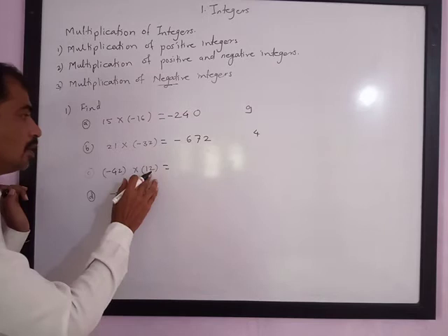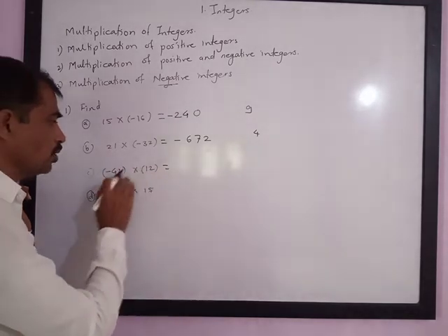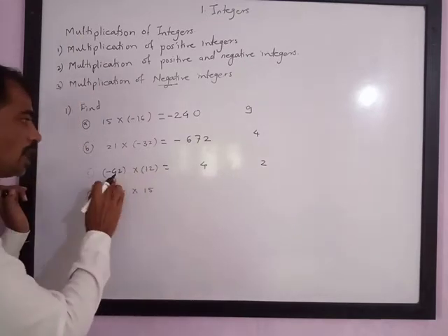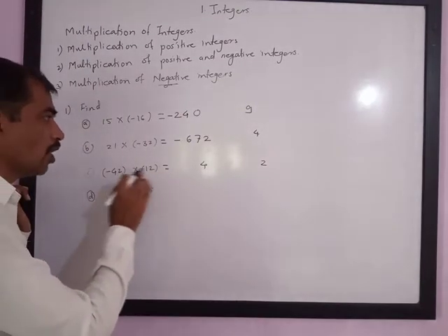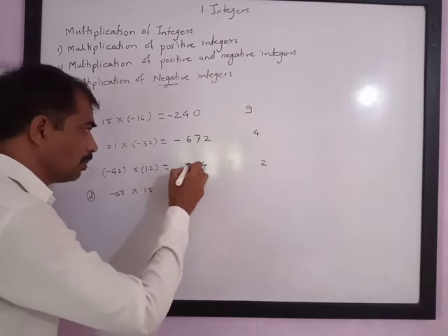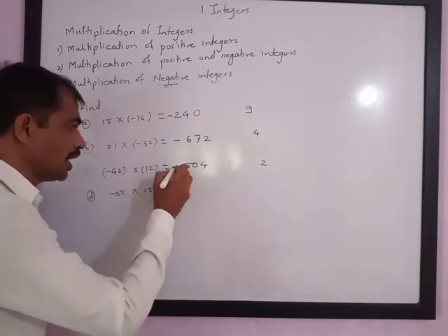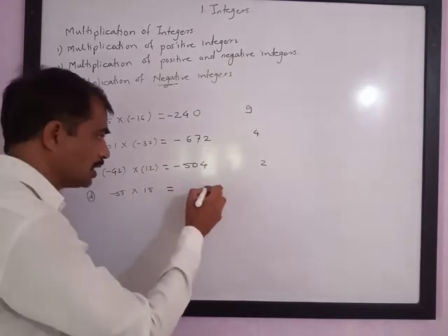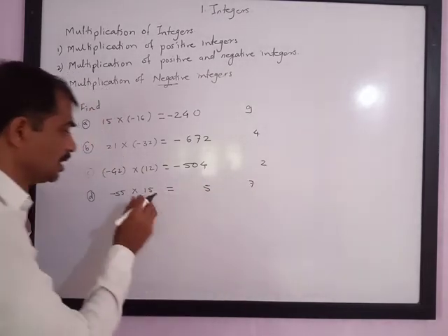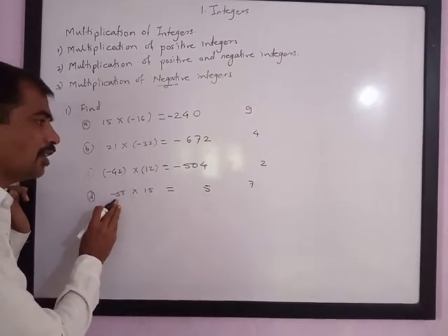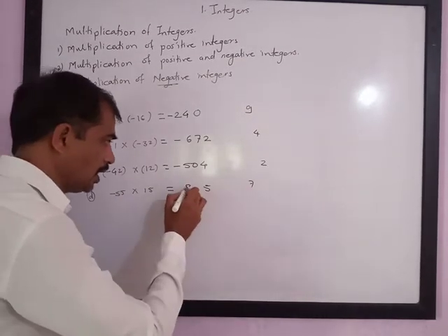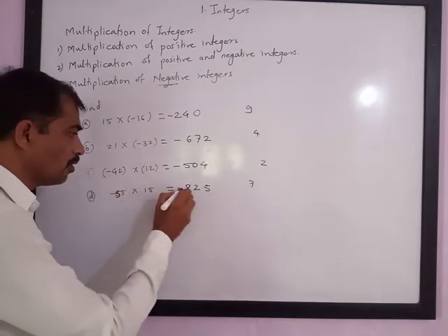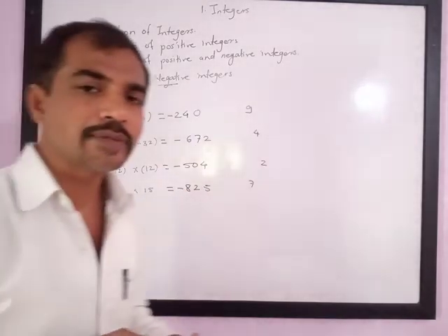Then 12 2s are 24, 2 carries. 12 4s are 48, 48 plus 2 is 50. One integer is negative, so the answer will have a negative sign. Next, 15 5s are 75, 7 carries. 15 5s are again 75, 75 plus 7, 82. One integer is negative, so we will have a minus sign to the answer.